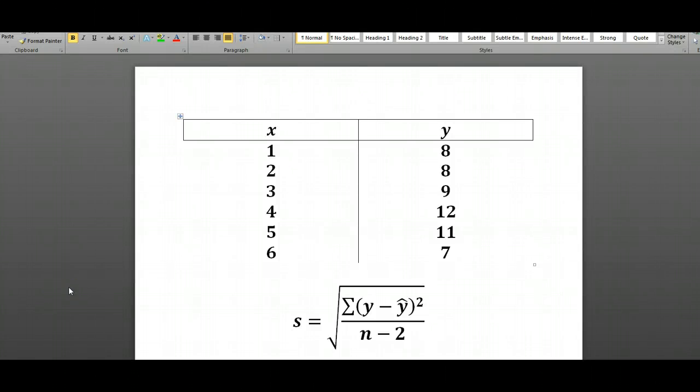So in this video, we're focusing on how to use the TI-84 graphing calculator to calculate this equation right here, which is the root mean square error for this given data set.